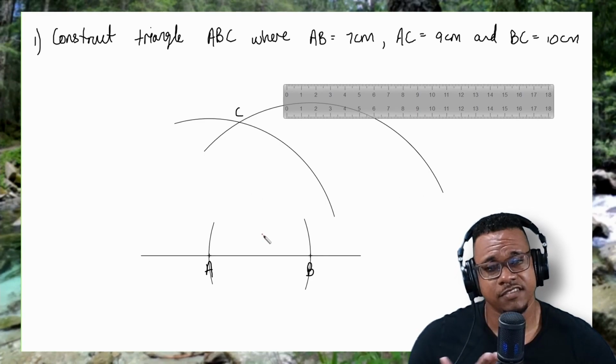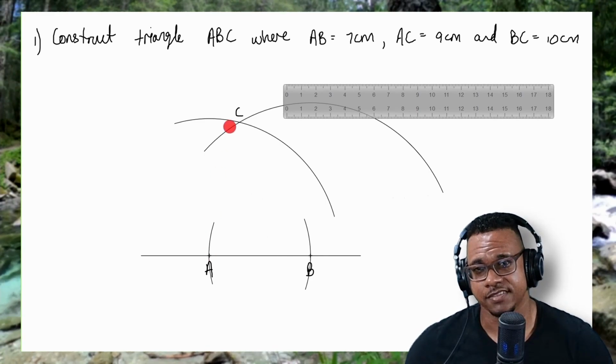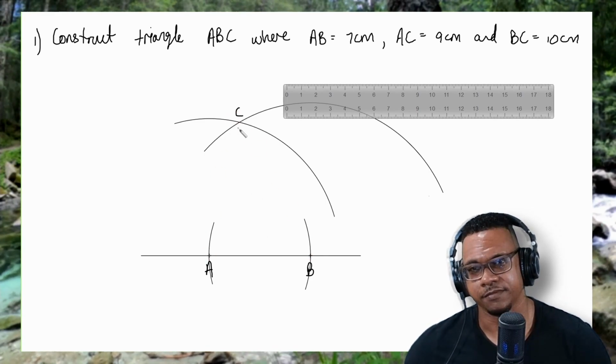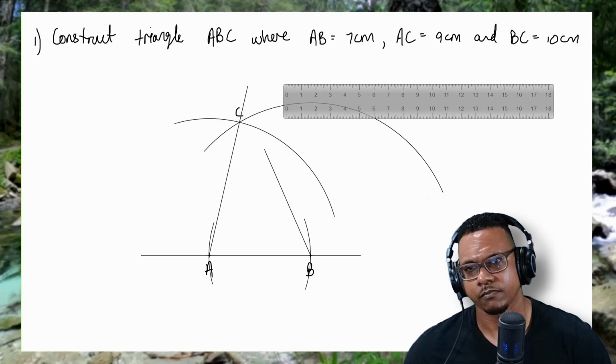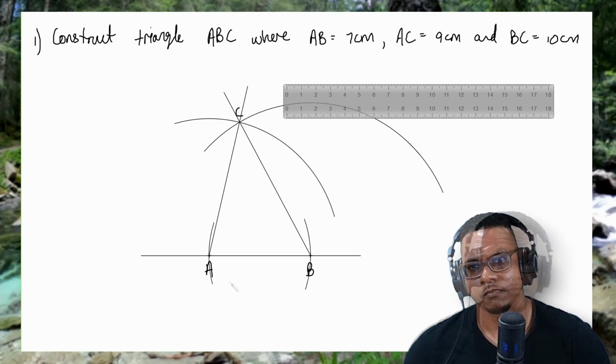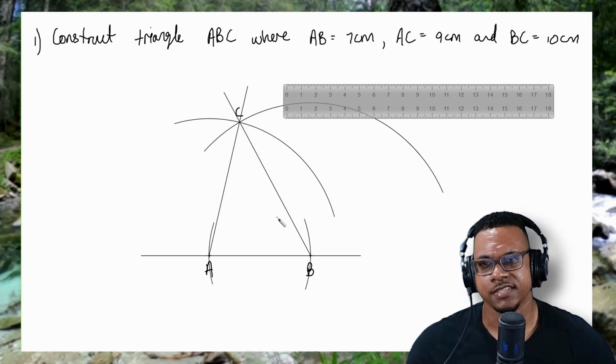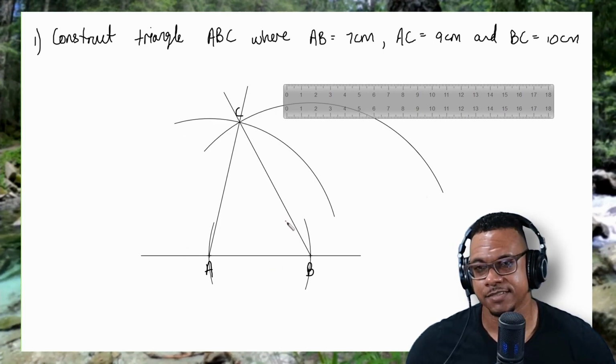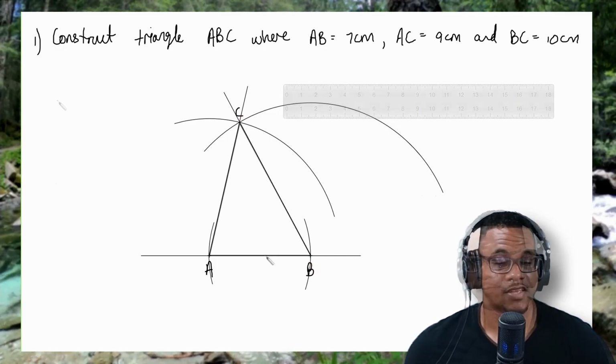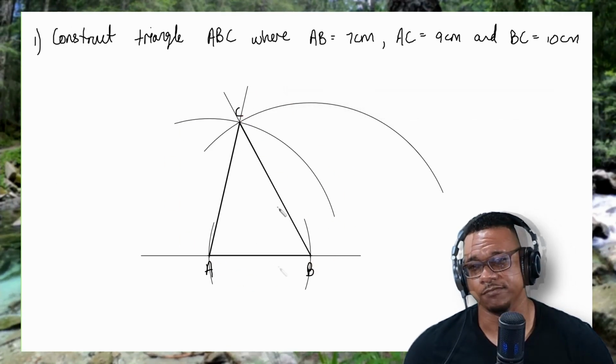And now I'll just have to take my ruler and connect the points A to C and B to C. And there we would have our triangle ABC. Now as you can see, everything was drawn using light lines. And now that I have my final shape, I'll darken it. And there you have your triangle ABC.